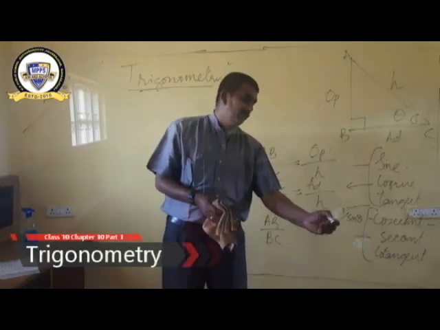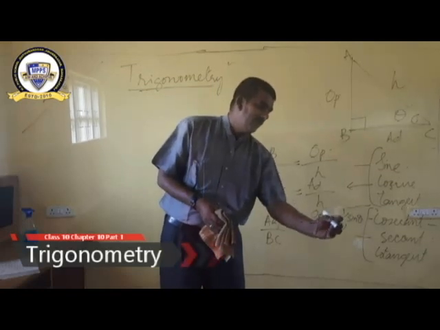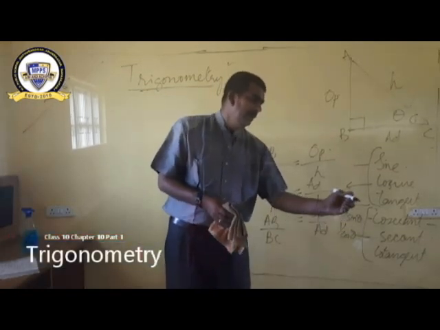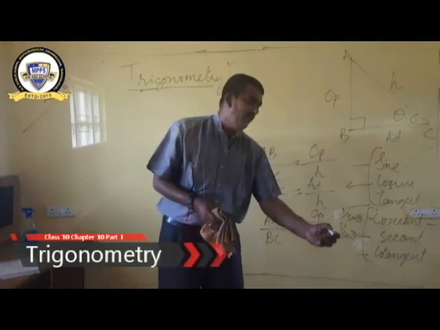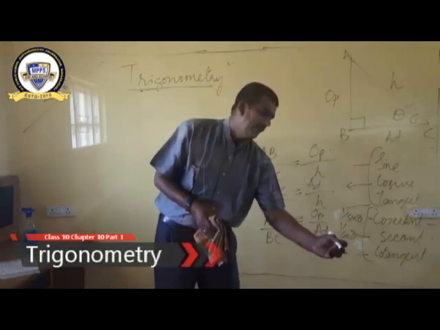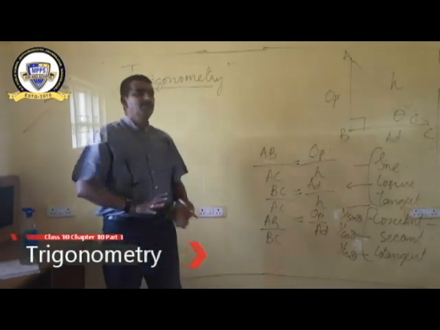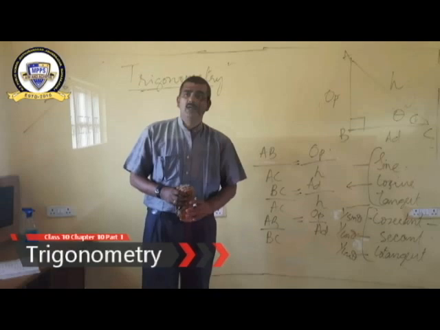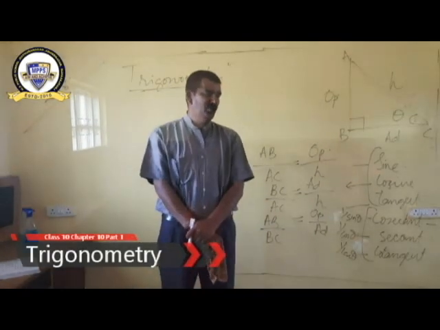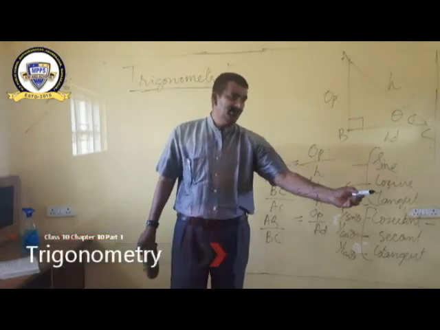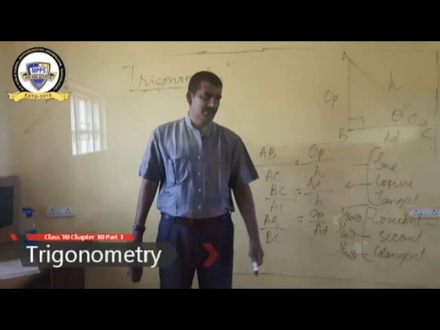Similarly, secant is just the opposite of cosine, that is 1 by cos theta. Similarly, cotangent, that is cot, is just the opposite of tan, that is equal to 1 by tan theta. So all the ratios are over now. This much only regarding the introduction of trigonometry. We have studied 6 ratios over here: sine, cosine, tangent, then cosecant, secant and cotangent.